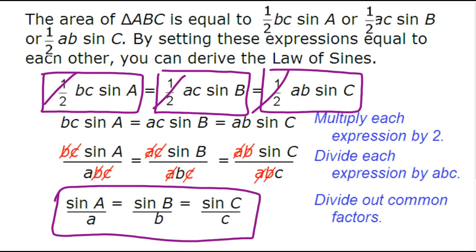And so that's why in any triangle, the sine of the angle over its opposite side is equal to the sine of any other angle over its opposite side. And so lo and behold, you have a law of sines formula that you can use to find missing sides and angles when the triangle might not be a right triangle. So again, this stuff is not for right triangles only, it's for any triangle.